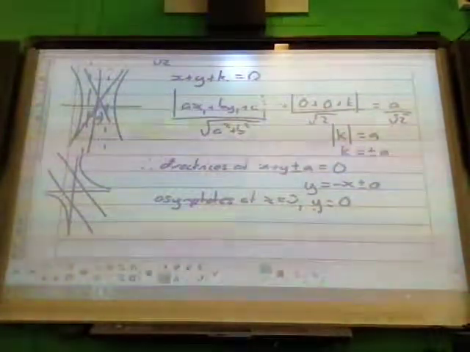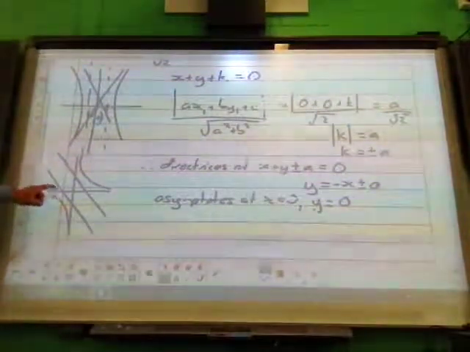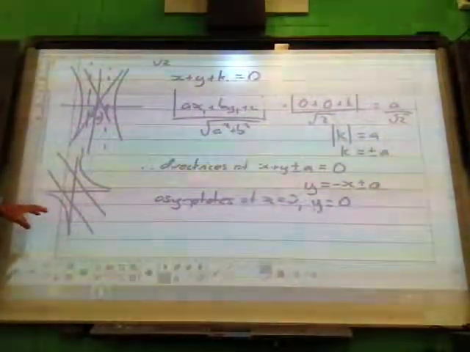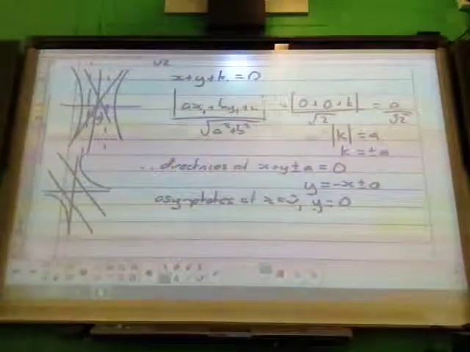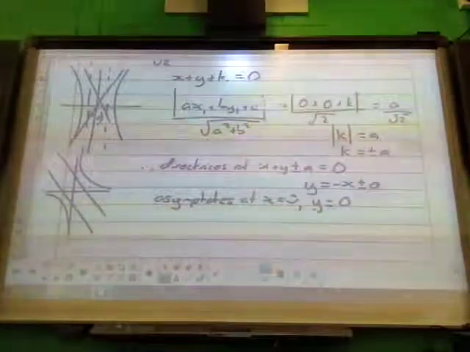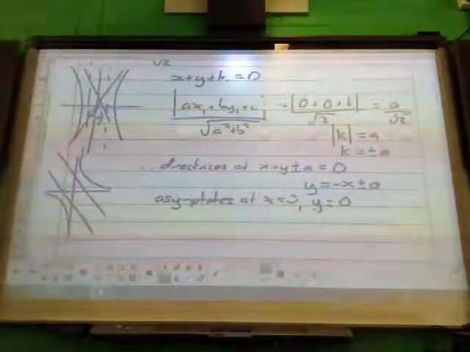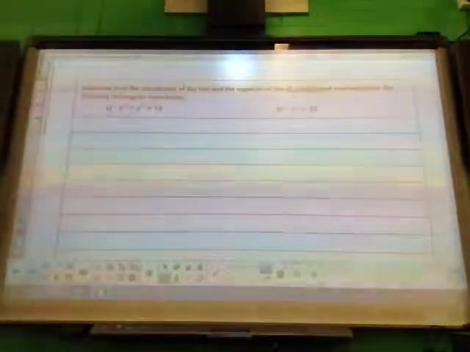So, when you have x times y, this is going to be your normal hyperbola, normal as in what you're used to. When you have x squared take away y squared, it is still your conical hyperbola that we looked at in this topic. Okay, so you need to know the difference between both of them. Alright, let's try a couple of questions to get that through.